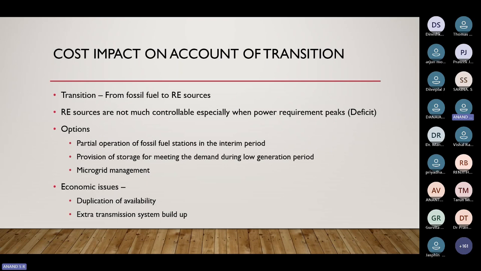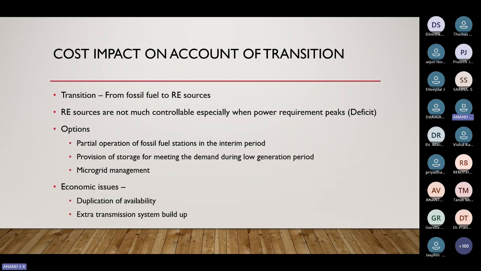I don't know whether any of you have faced it. We'll have a problem of high voltage during daytime, and some of the rooftop solar plants are not working due to high voltage issues. I don't know whether any of you have faced this, but in Kerala it has been observed. In other states also we have observed the same thing.